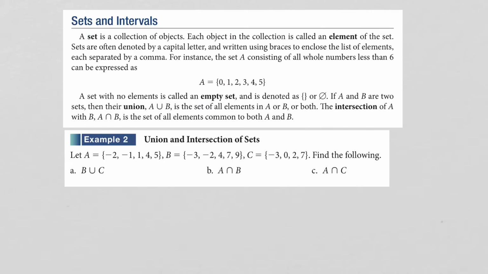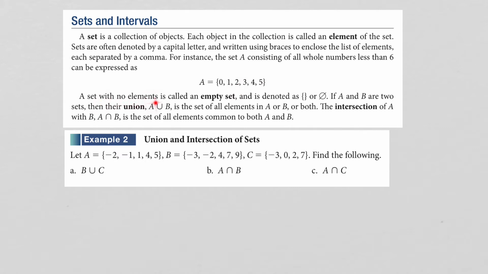Next, we're going to talk about sets and intervals. So in mathematics, a set is simply a collection of objects. And each object in that collection is called an element of the set. And sets are often denoted by using a capital letter, like capital A, for example, and written using these braces to enclose the list of elements, and then we separate them by a comma. So for instance, the set A, consisting of all whole numbers less than 6, can be expressed as A equals the numbers 0, 1, 2, 3, 4, and 5.